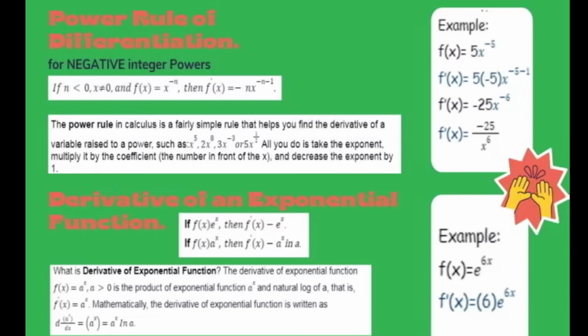Derivative of an exponential function. The derivative of the exponential function f of x is equal to a to the power of x, where a is greater than 0, is the product of the exponential function a to the power of x and the natural log of a. That is, f prime of x is equal to a to the power of x natural log of a.